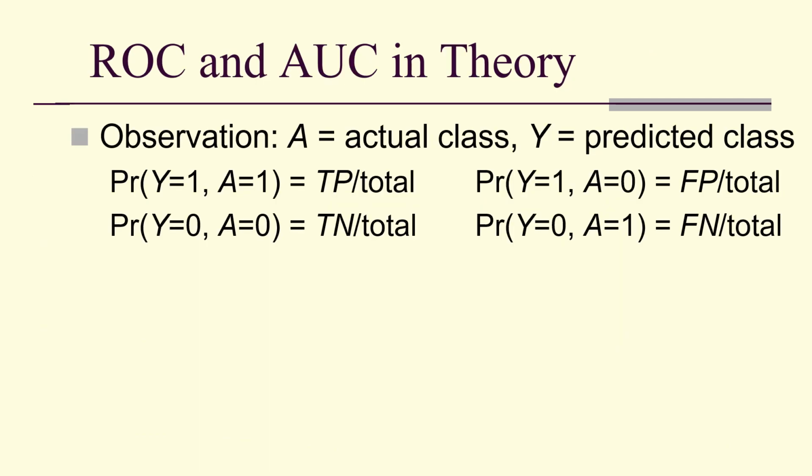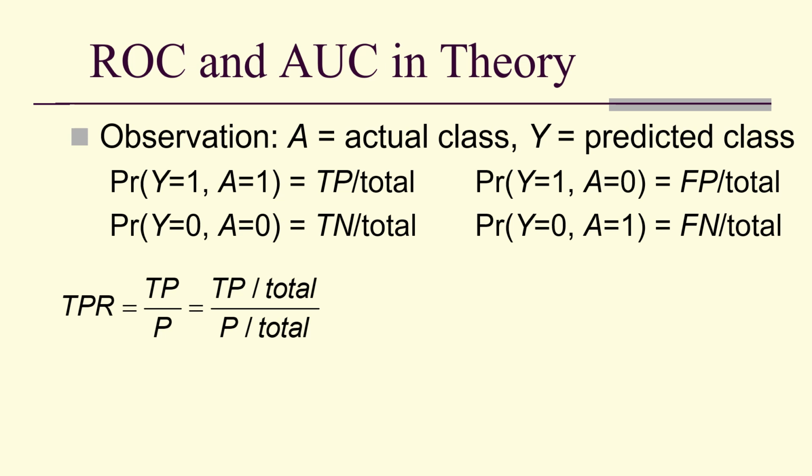So in theory, if we let A be the actual class and Y be the predicted class, then the true positives over the total is essentially the probability that both Y is 1 and A is 1. And the false positives over the total is the probability that Y is 1 and A is 0. Similarly, Y equals 0, A equals 0 gives the true negatives, and Y equals 0, A equals 1 is equal to the false negatives over the total.